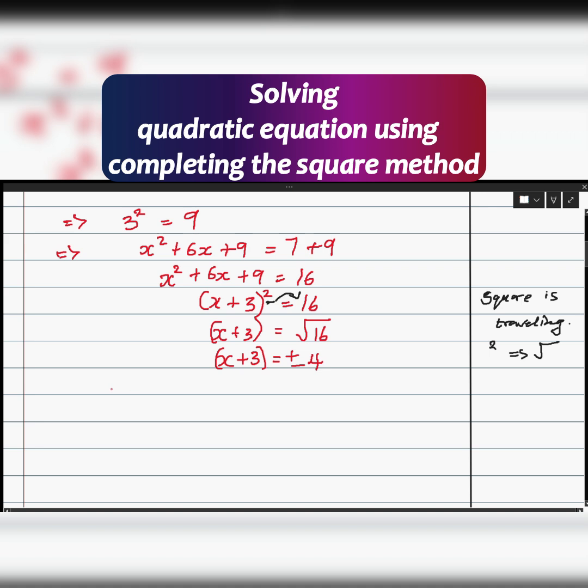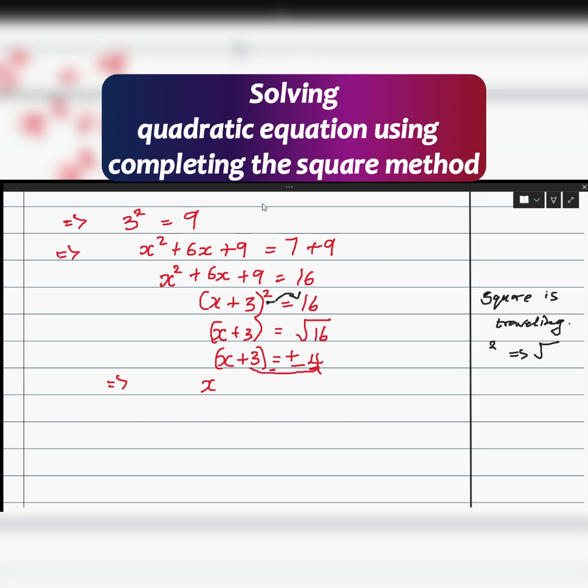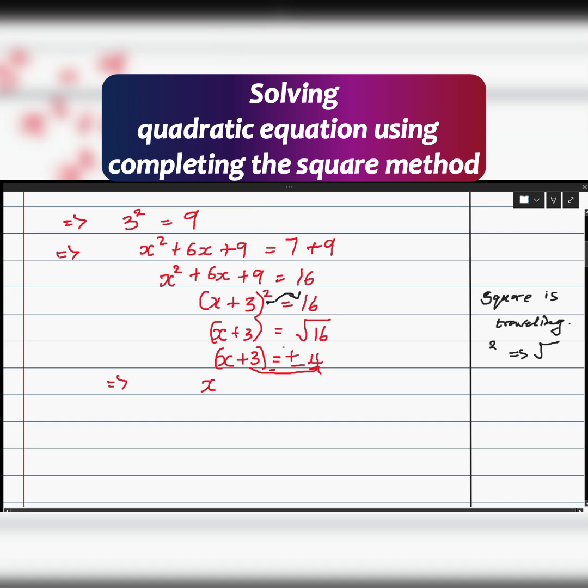and x plus 3 equals plus or minus 4. So the next step is I'm going to have x. I'll just have to take this plus 3 to the other side, and when it's going, remember, it's going to have minus. Now this plus or minus 4 simply means I'm going to have 2 answers, a positive answer, which will be plus 4, and a negative answer, which will be minus 4.